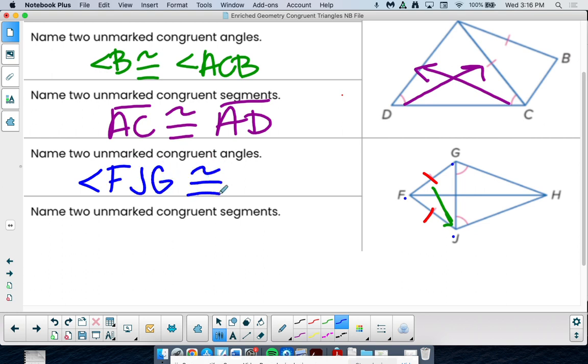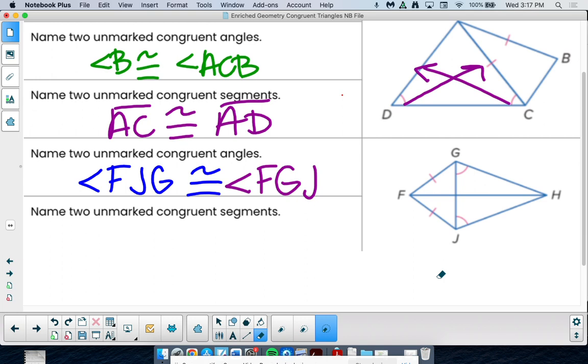Angle FJG is congruent. Now go the opposite side here. What angle's opposite side FJ? This guy right there, which would be angle FGJ. Angle FGJ. Whew. Okay.